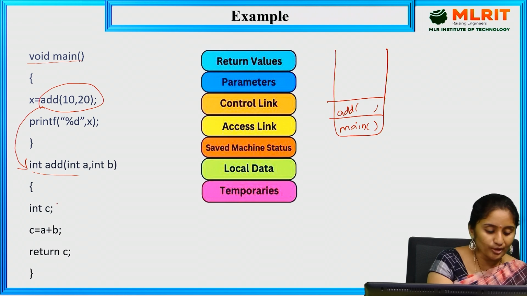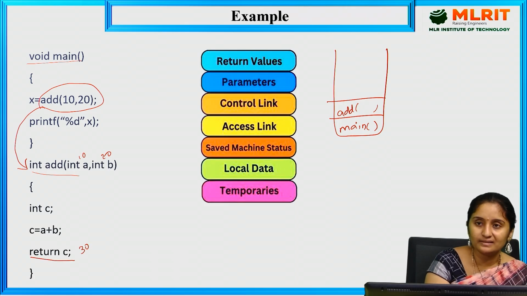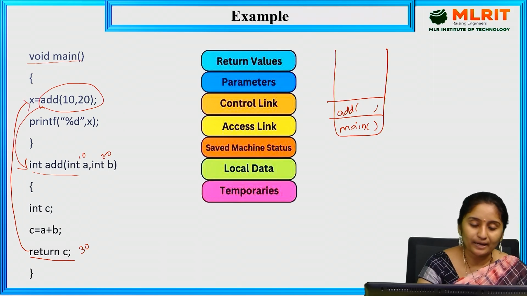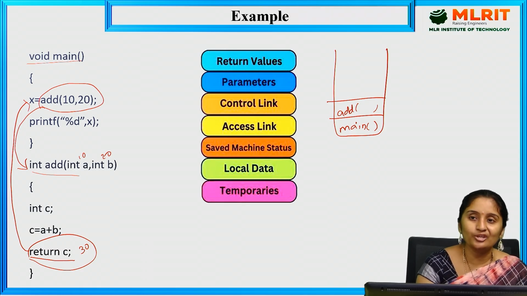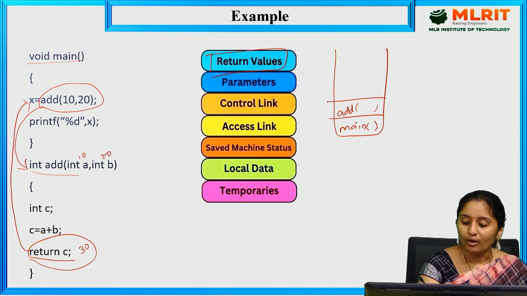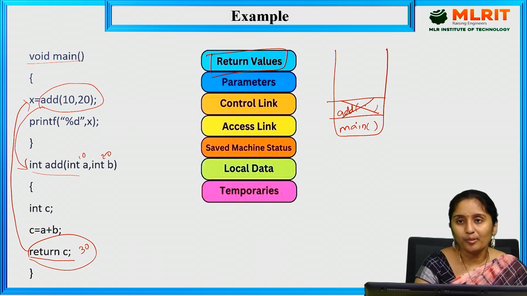The definition is executed: c equal to a plus b and return c. 10 and 20 are assigned, and it calculates the c value, which is 30. This value is written back to x. The return is returning a value from the definition to the main function, the calling function. That is the return value. When it is returning something, the activation record of the definition will be popped. This execution is completed and it will be popped from the stack.